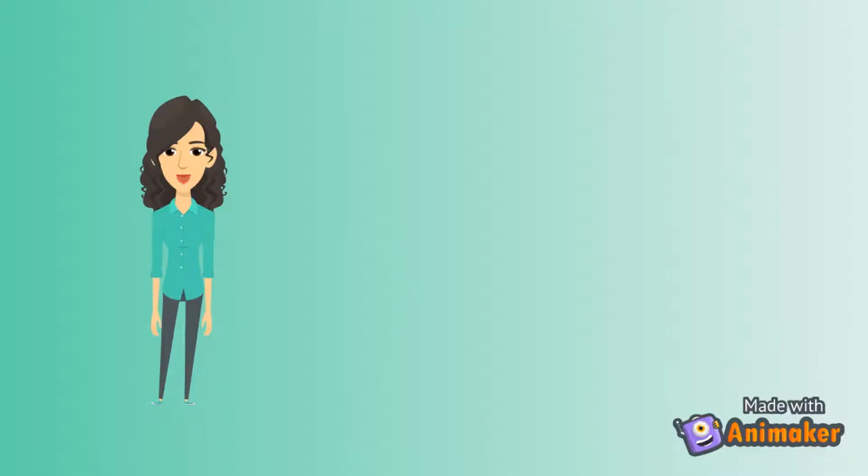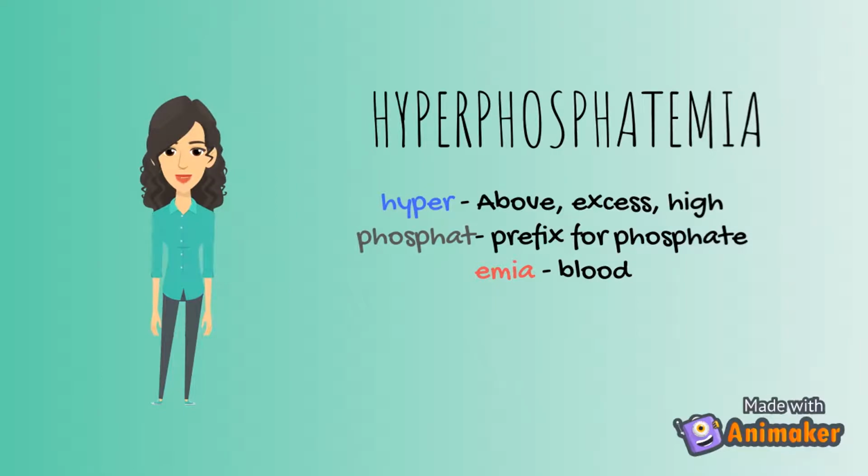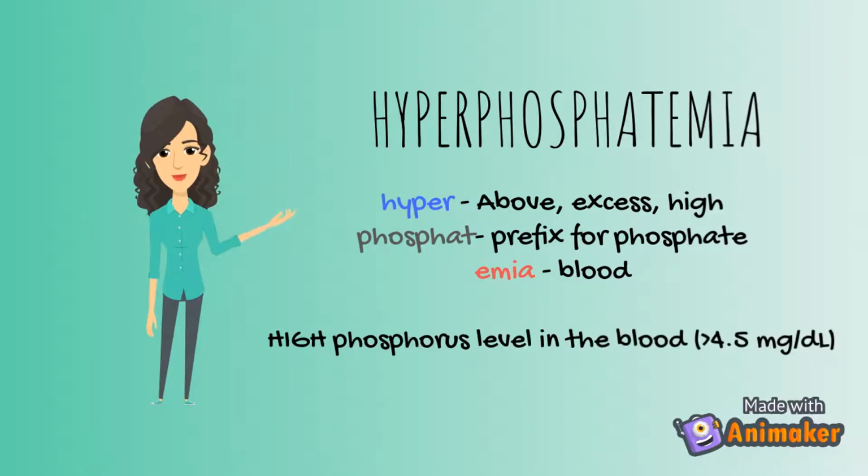So what is hyperphosphatemia? Hyper meaning above, excess or high. Phosphat, a prefix for phosphate, and emia meaning blood. Therefore, it is termed as high phosphorus level in the blood or greater than 4.5 milligrams per deciliter.